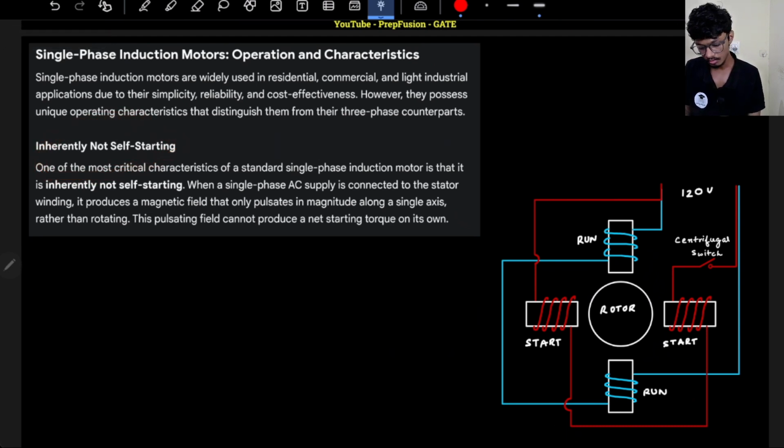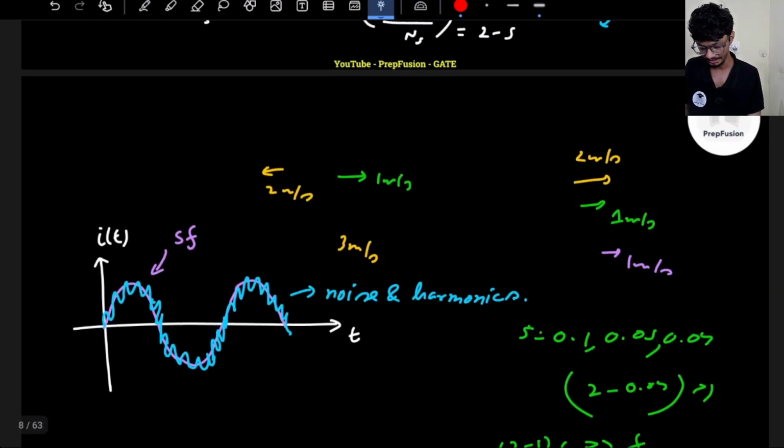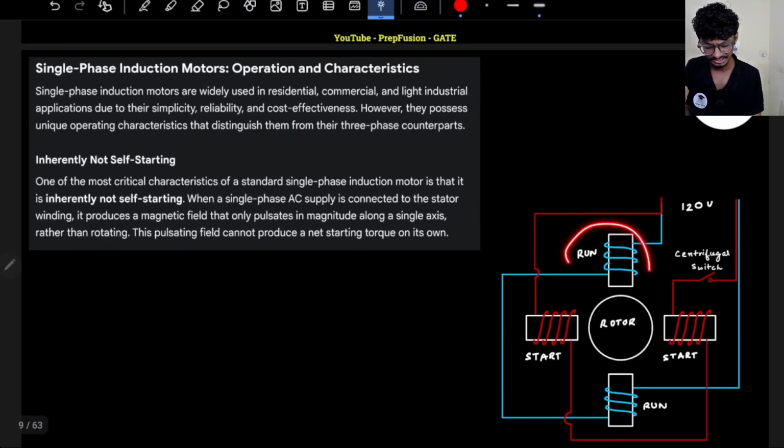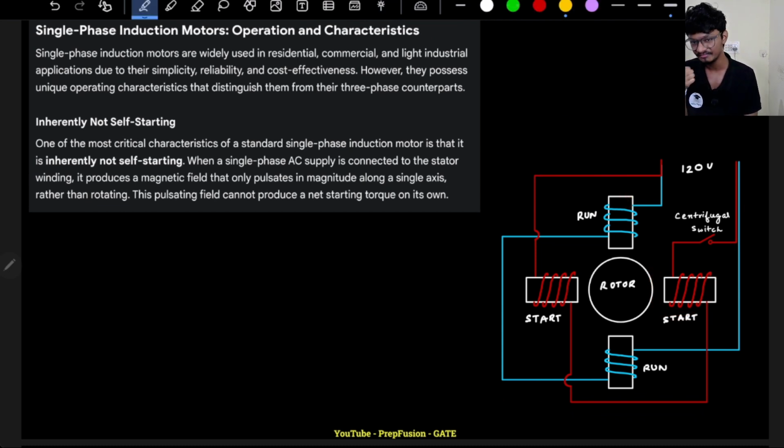Okay, now to make them self starting, what we do is we have two kinds of winding. One is the main winding that we discussed. Another one is the auxiliary winding. Both of them will take supply from the same point, but we will provide a phase difference. So both of them will provide flux, right? Auxiliary and main, but there will be a phase difference, right? Sine of the angle between auxiliary winding and the main winding.